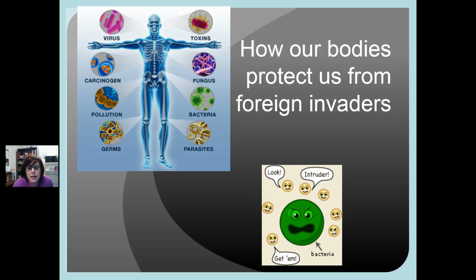Welcome to the immunity lecture, how our bodies protect us from foreign invaders. Usually we talk about foreign invaders as most commonly bacteria, viruses, and parasites, known as pathogens. Pathogens is just a general term for anything that is not going to react well in your body. But don't forget there are things like fungi, carcinogens, pollution, and other germs besides just viruses, bacteria, and parasites.